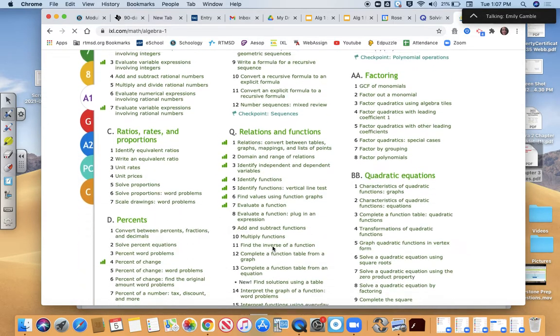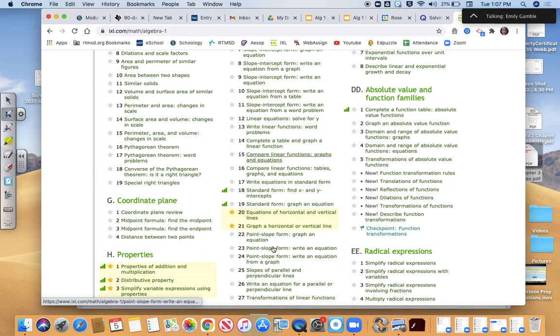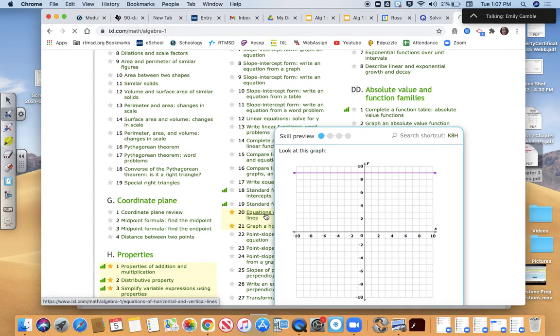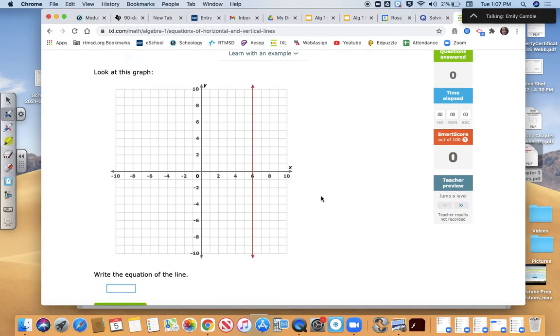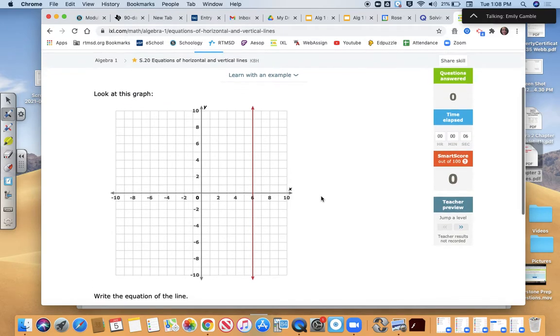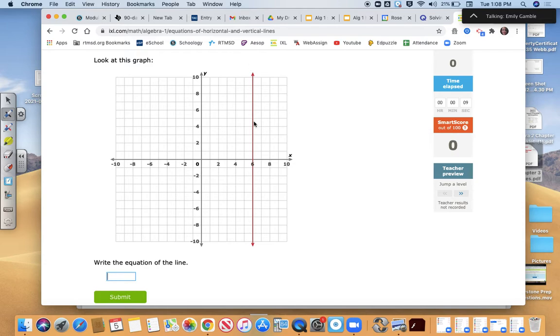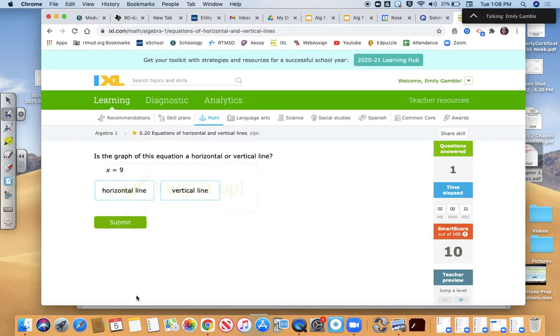Looking back at these skills, going down to S, the next one we're going to do is equations of horizontal and vertical lines, so S20. So looking at this graph, we are either going to write the equation as y equals or x equals. This is a vertical line. Vertical lines always start with x equals, and it's wherever it equals on the x. All of these points on this line all start with 6 as the x number. Like this point here is 6, 0. This point here is 6, 1. This is 6, 2, 6, 3, 6, 4, and so on. Every single point on this line has 6 as the x number, so the equation is x equals 6.